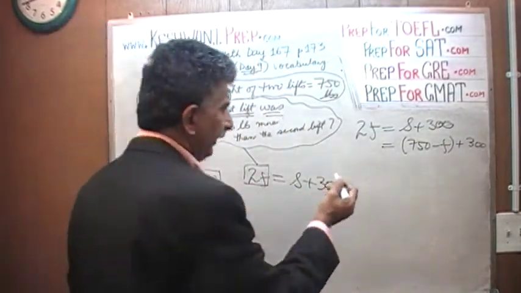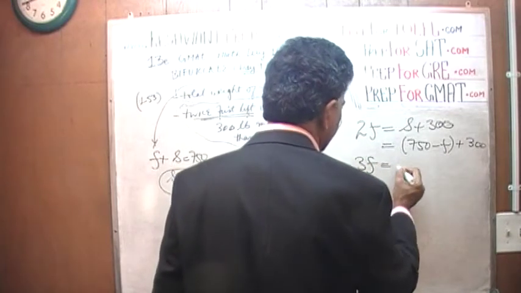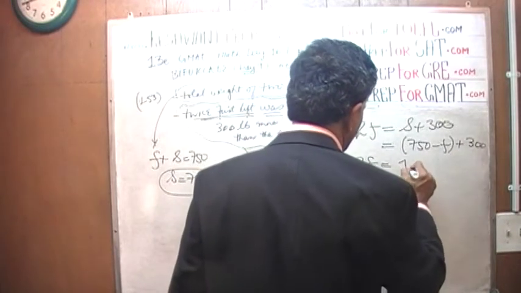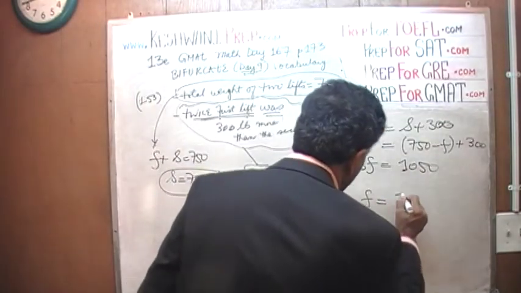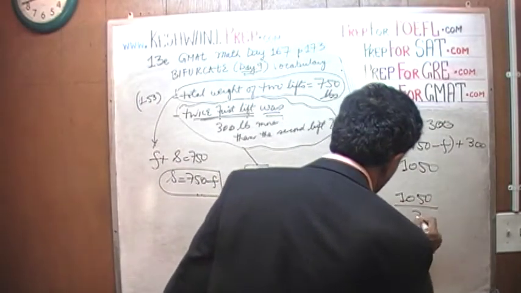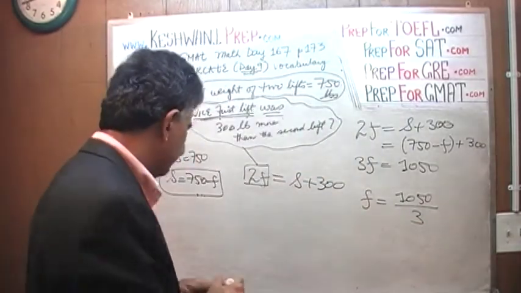Add F to both sides. If we add F to, in other words, bring the F to the other side, we end up with 3 F's. 750 plus 300 is 1050. And therefore the first lift is going to be 1050 over 3. And let's divide it, 1050 by 3.